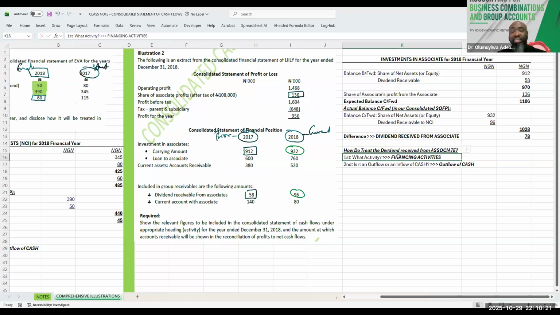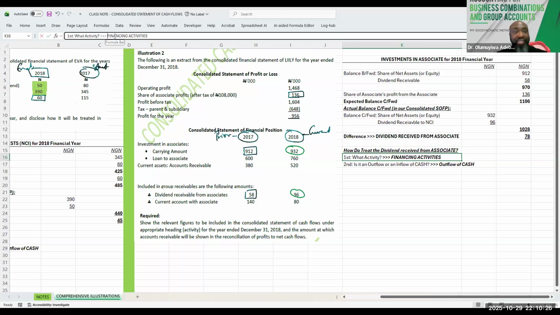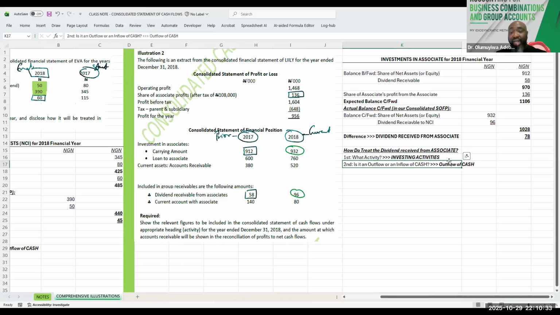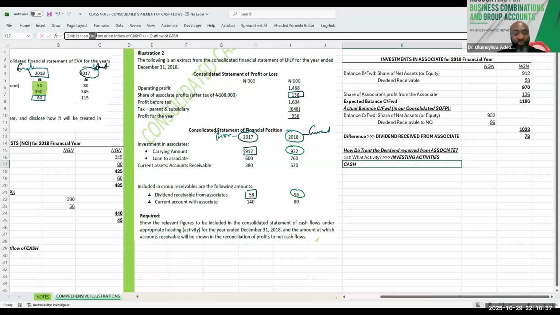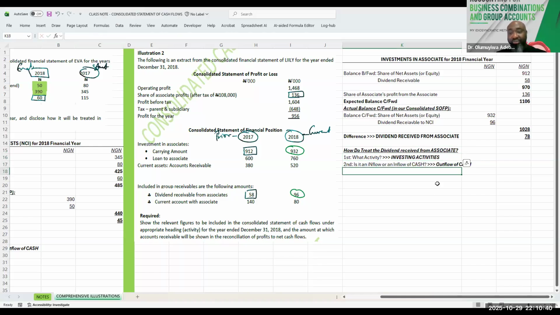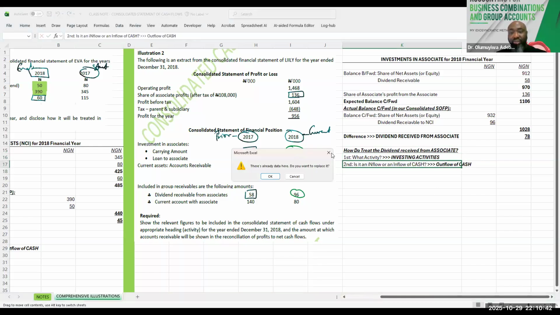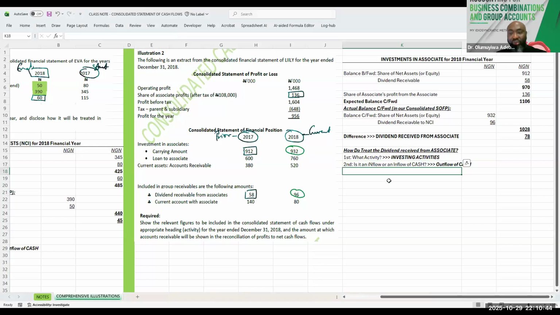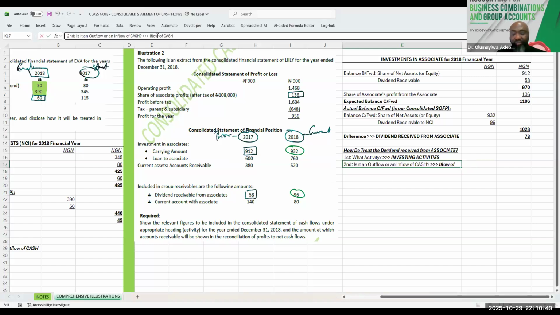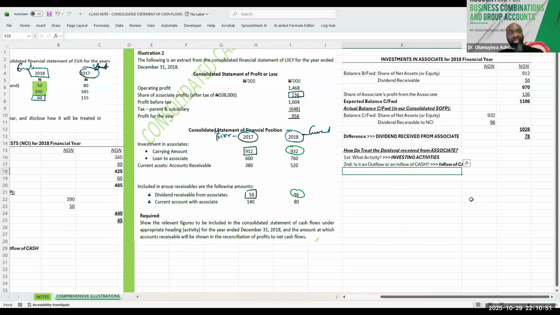And remember, associate is an investment similar to financial assets. Therefore, the activity is investing activity. And dividend we receive results in an inflow of cash. And therefore, we treat it as what? An inflow of what? Of cash. And that is the position there.